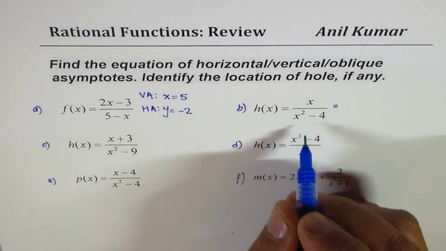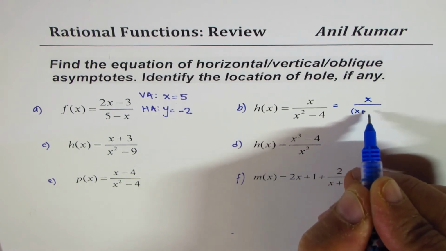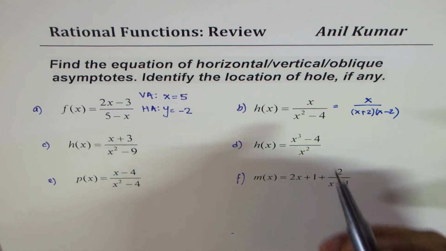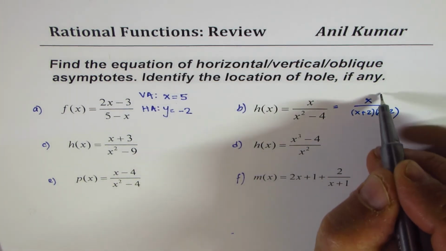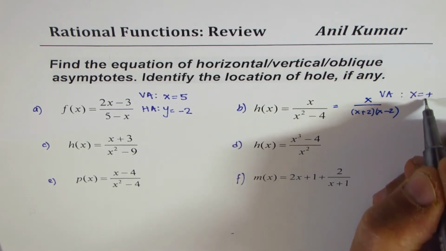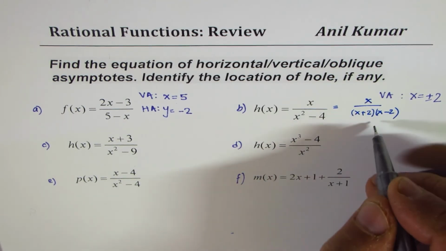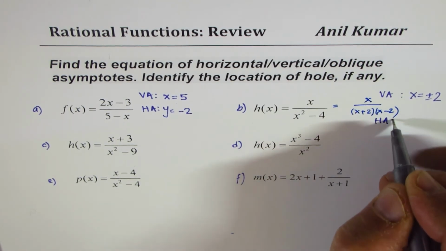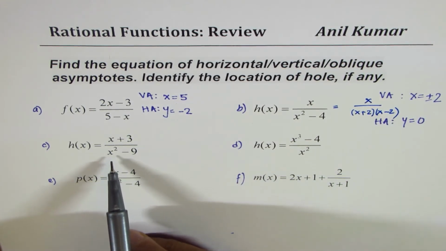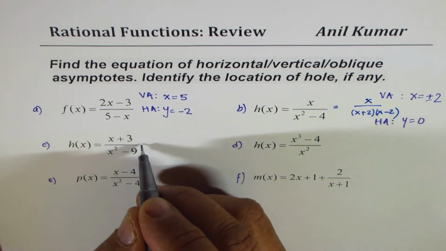Part B, you could actually factor the denominator and write this as x plus 2 times x minus 2, giving rise to two vertical asymptotes, right? So we have two vertical asymptotes, which are at x equals plus or minus 2. Since the degree of the denominator is higher, what is the horizontal asymptote? y equals 0, right?